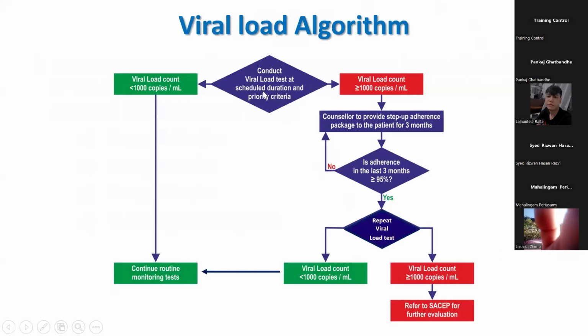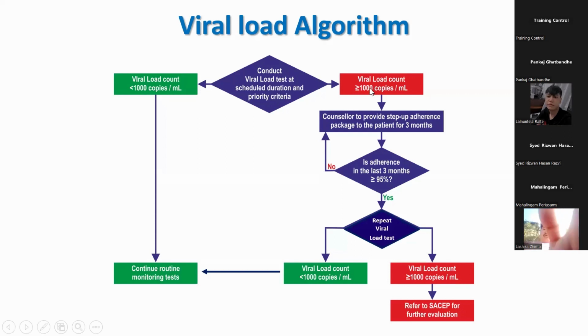So this is the viral load testing algorithm. Once a client is initiated on ART, after 6 months of treatment, you see the diamond, the blue color diamond one. So you do the viral load testing. The report can be either less than 1000 copies per ml or more than 1000 copies per ml. If it is less than 1000 copies per ml, continue the monitoring test every year. Okay, annual testing is done.